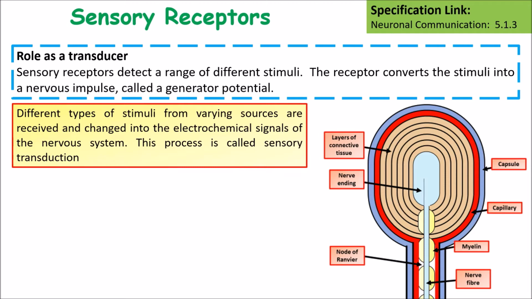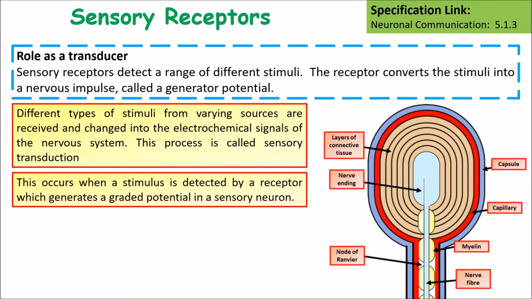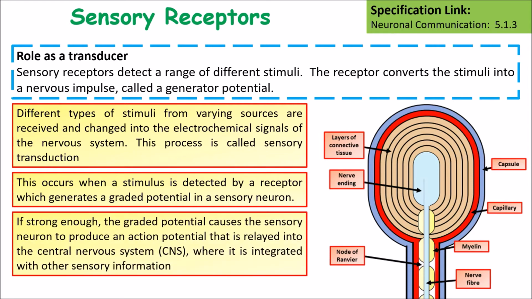This is called transduction. So this occurs when a stimulus is detected by a receptor, which generates a graded potential in the sensory neuron. If a strong enough graded potential is generated, this causes the sensory neuron to produce an action potential that is relayed into the central nervous system.